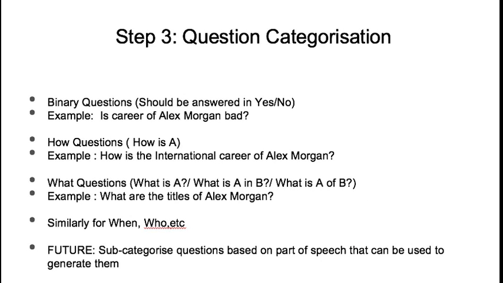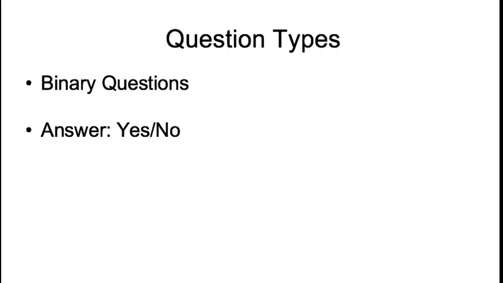So now we can use the parse tree to generate questions, and we will explain these examples in a moment. In the future, we want to subcategorize questions based on the parts of speech that can be used to generate them. We move on to our first category of questions, which is binary questions, which have an answer in the form of yes or no.